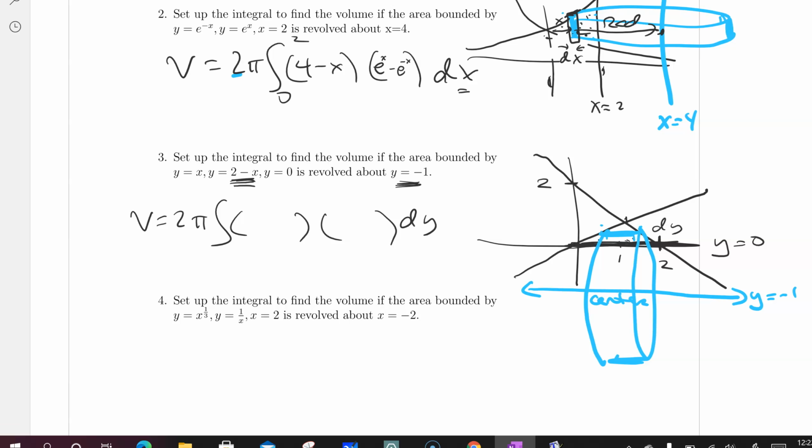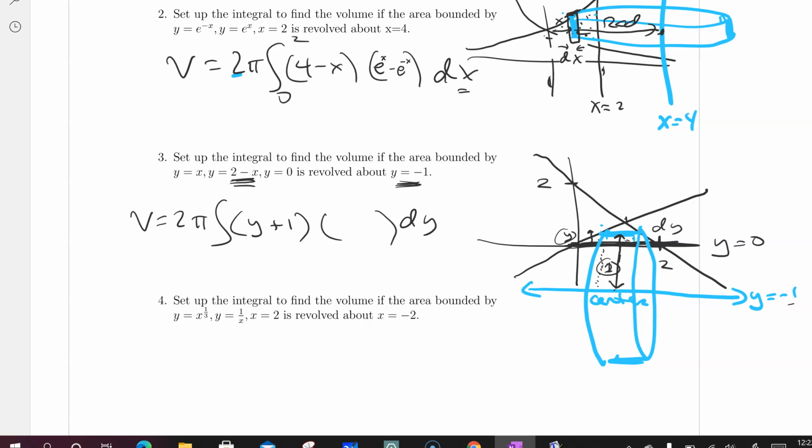Okay, so looking at the shell, 2 pi, radius, height, because I can see this is a thickness of dy rectangle, I'm going to put dy there. All right, so radius. So where is that radius? Radius of my shell is from here to here, right? So this distance from here to here, that's y. This distance, well, it's at y equal -1, but when we're making a physical three-dimensional object, this distance is 1, right? So I'm going to have a radius of y plus 1.